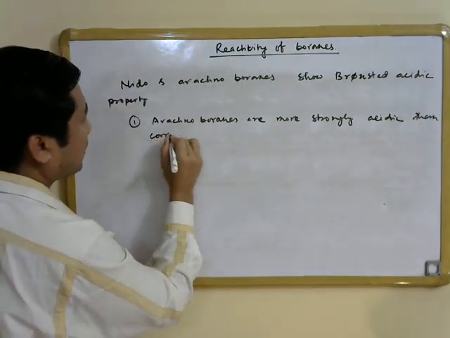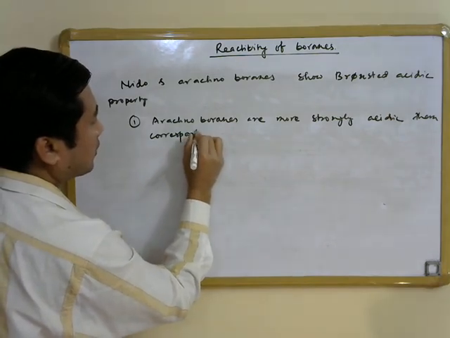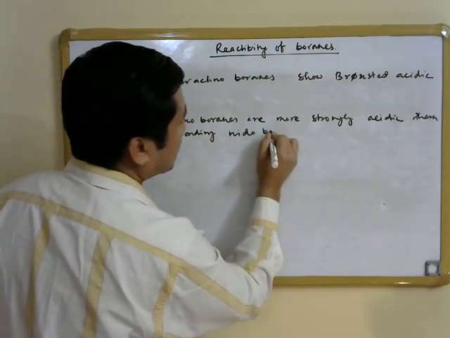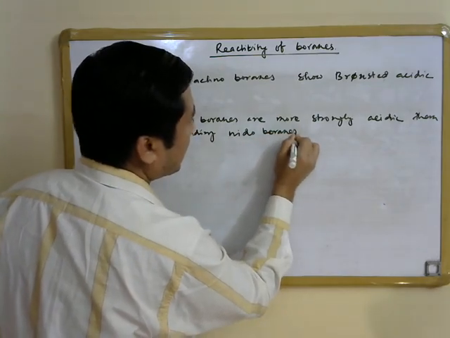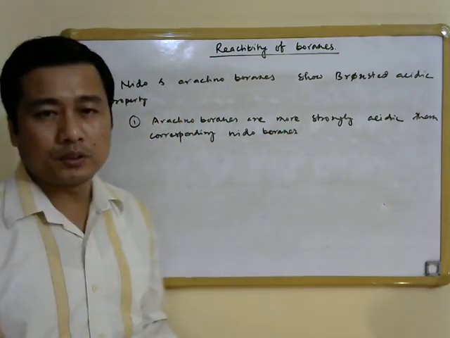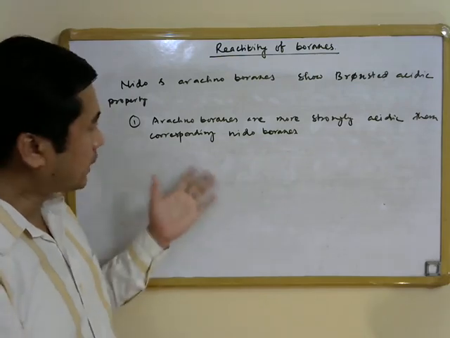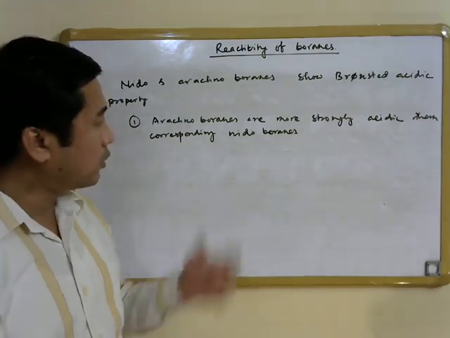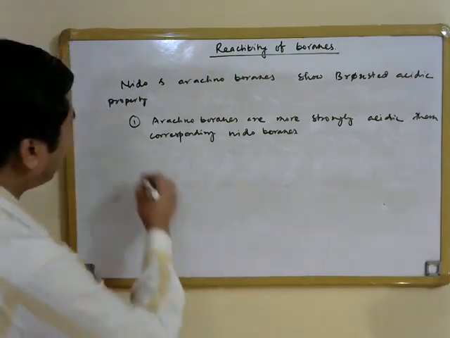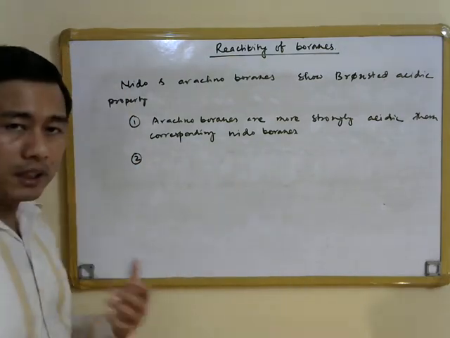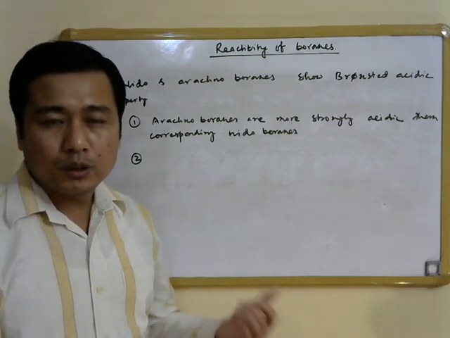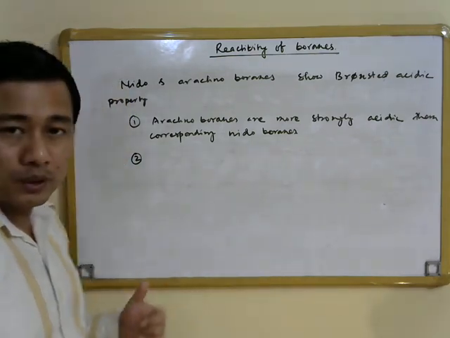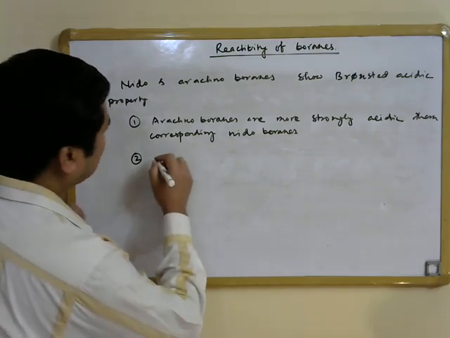Corresponding nidoboranes, because in arachnoboranes we know there are more bridge hydrogen atoms, and that is why their Bronsted acidity is much more as compared to the nidoboranes. And the second point is that the higher boranes are more strongly Bronsted acidic as compared to their lower congeners.